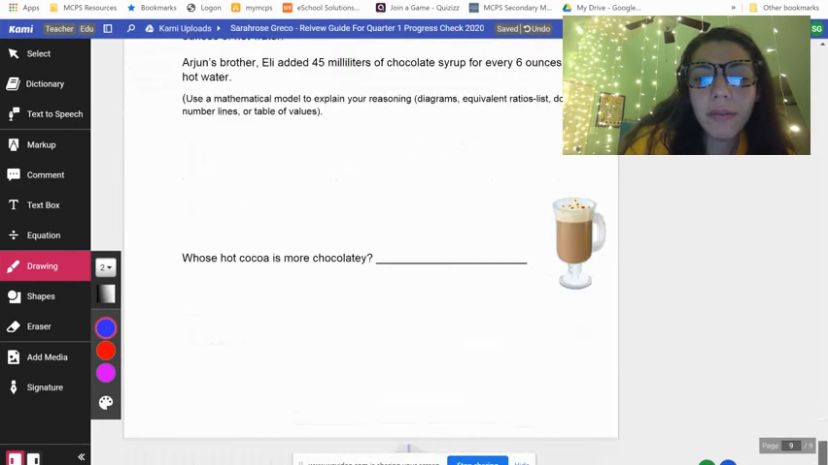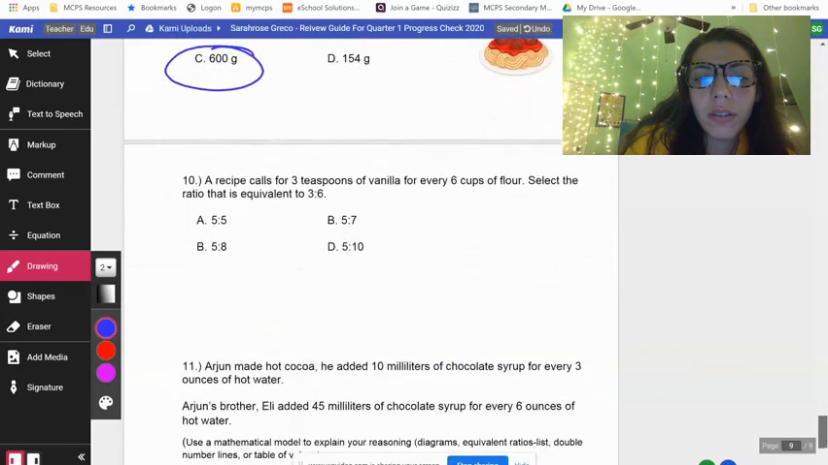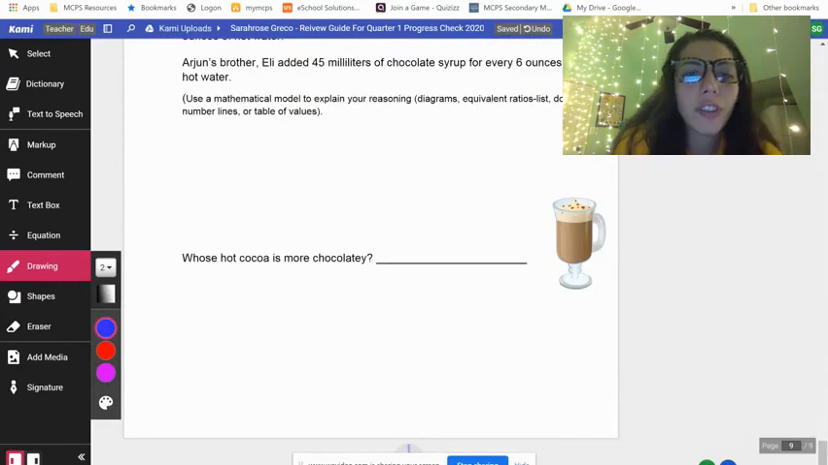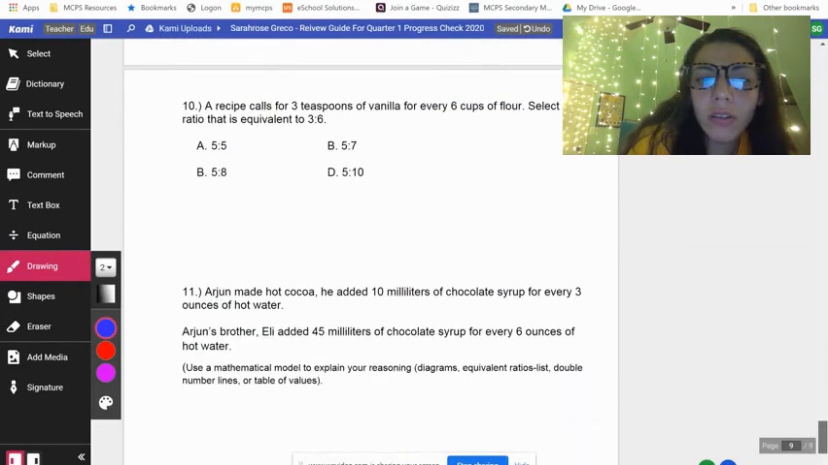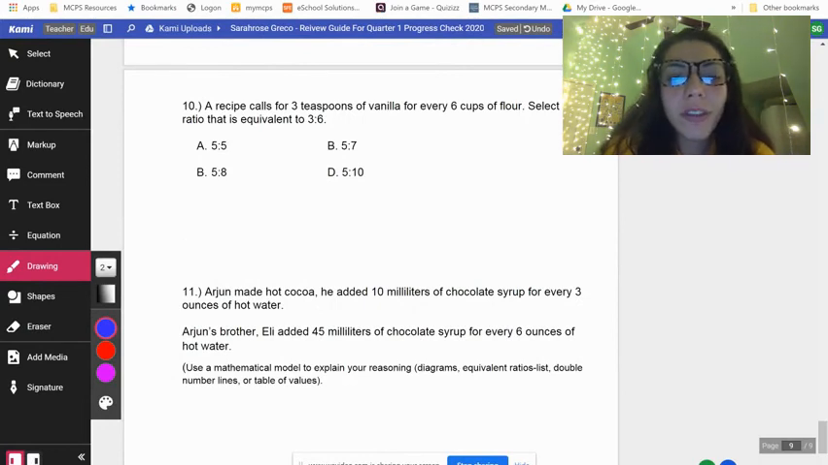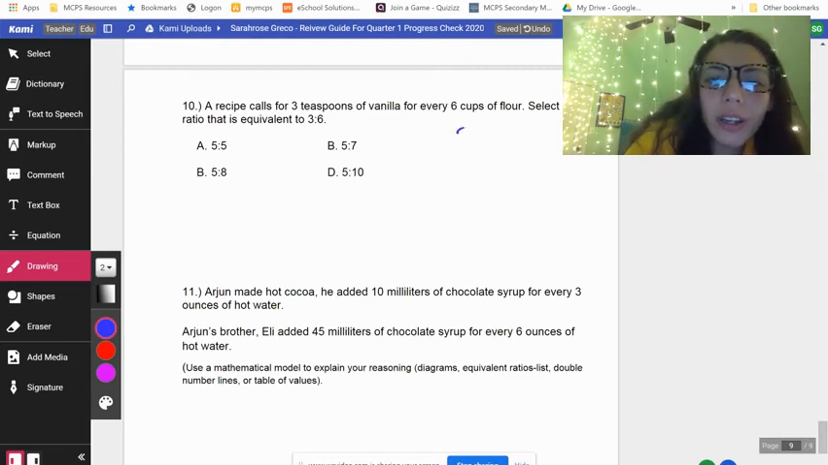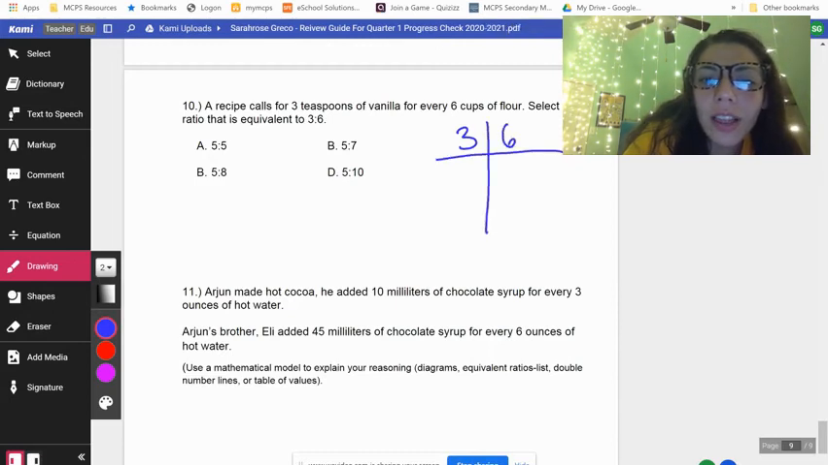Number 10. A recipe calls for 3 teaspoons of vanilla for every 6 cups of flour. Select the ratio that is equivalent to 3:6. So if you look, 3:6, 3 is half of 6. So let's look at the other ones.